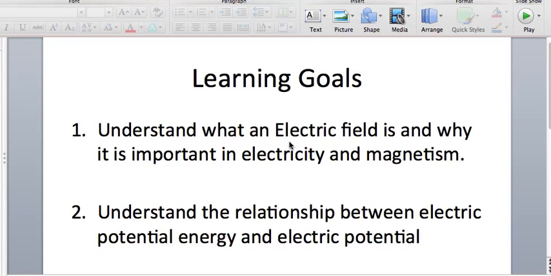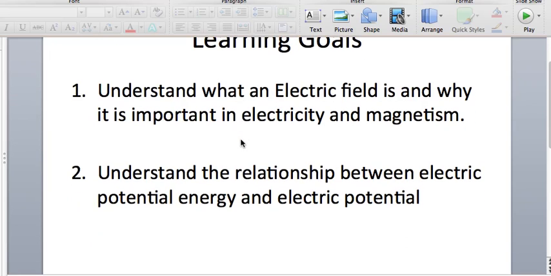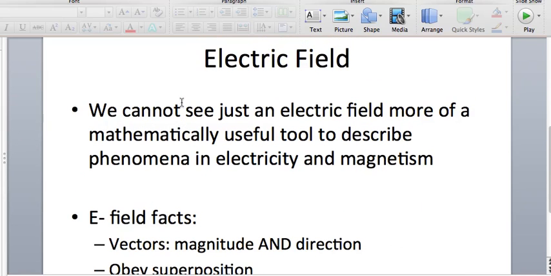Hi all. The purpose of this video is for us to go over conceptually what an electric field is and also the relation between electric potential energy and electric potential. So let's start off with our learning goals: to understand what an electric field is and why it is important in electricity and magnetism, and two, to understand the relationship between electric potential energy and electric potential.